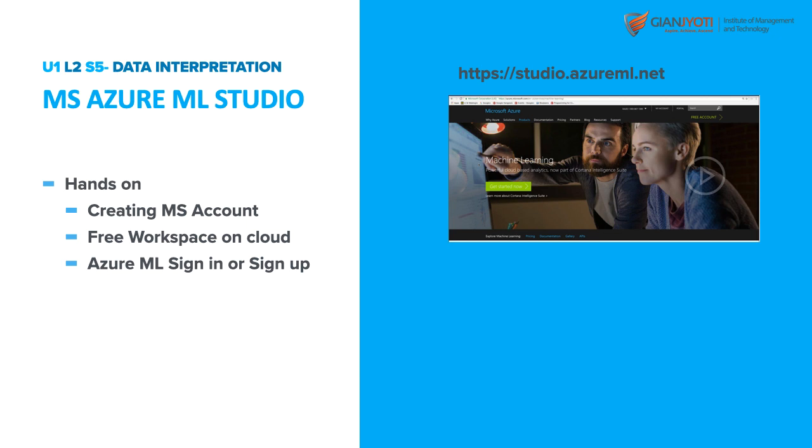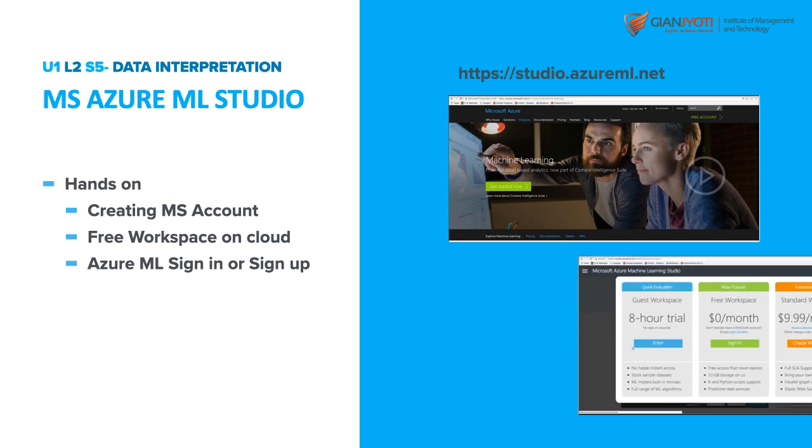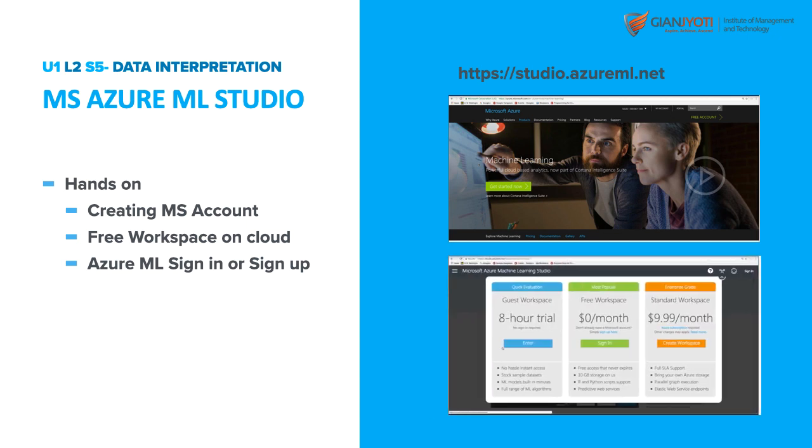So let me show you the environment of this and how to log in. When you go to studio.azureml.net, you get this. You see on the top right of this window is the free account. You click on that. Once you do that, you will find these three options. One is the guest workspace, which is free for 8 hours, but we'll go for the free workspace, the middle one, the green one.